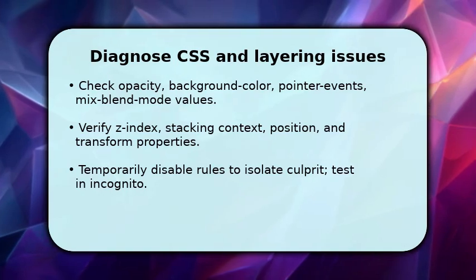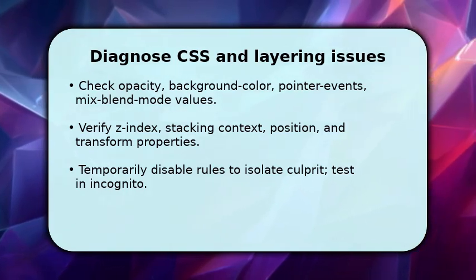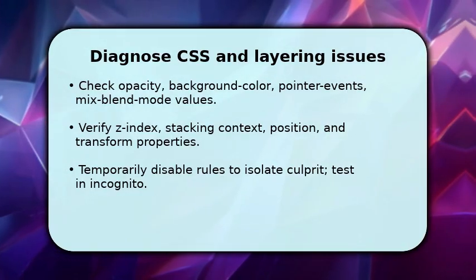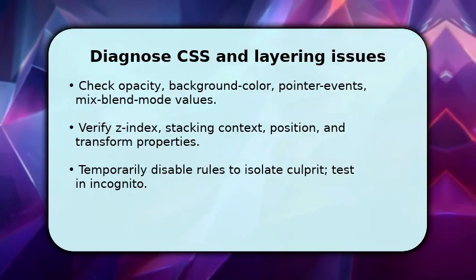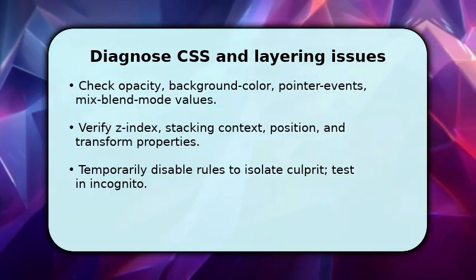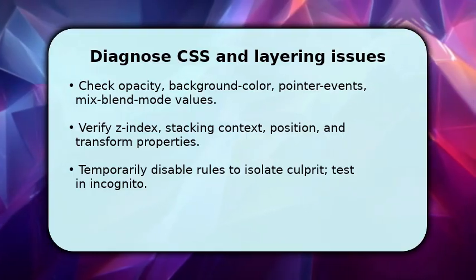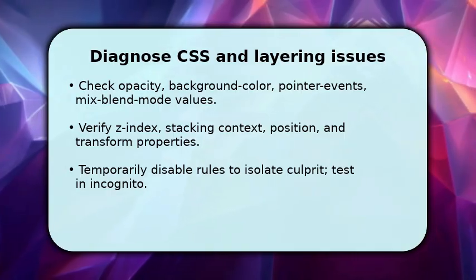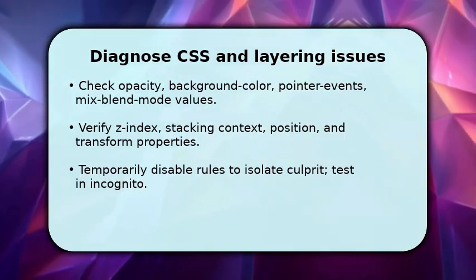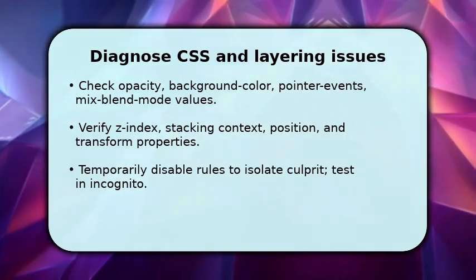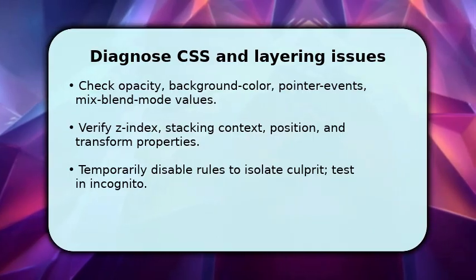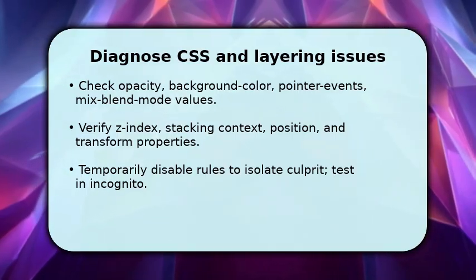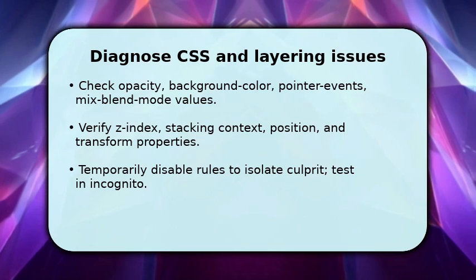You now diagnose the core CSS and layering conflicts. Start by checking opacity, background color, pointer events, and mix blend mode values because small numbers or transparent colors often cause the issue. Then verify z-index and stacking contexts created by position, transform, or will change. These alter how layers render. Temporarily disable suspected rules to isolate the culprit and switch to incognito to rule out extensions. As you test, document which toggle fixes the box. This tells you whether to change properties or restructure markup.